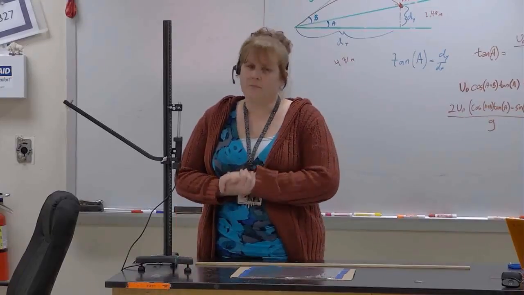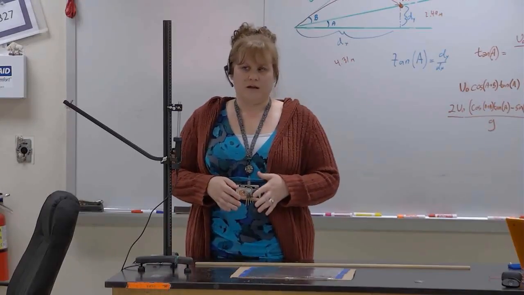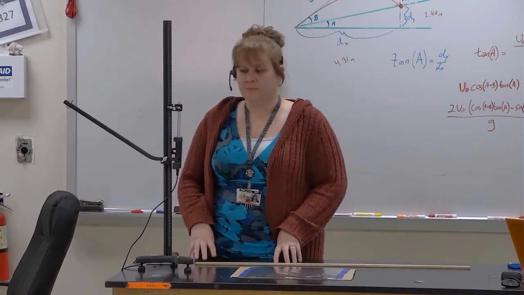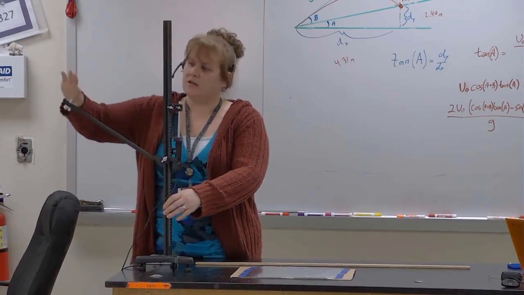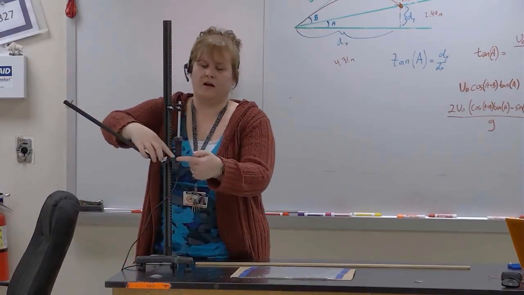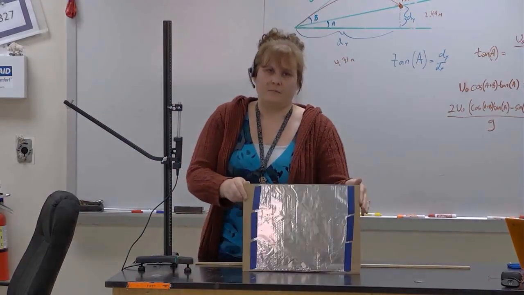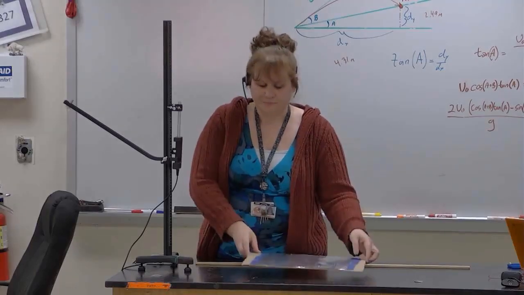All right, for today's lab, we are going to calculate the horizontal velocity of a marble, a projectile, as it comes off of a ramp. So for our setup, we've got a stand with the ramp attached. The marble is going to start up at the top of the ramp and roll down, come off the end of the ramp right here, and hit on a piece of very high-tech foil-covered cardboard.